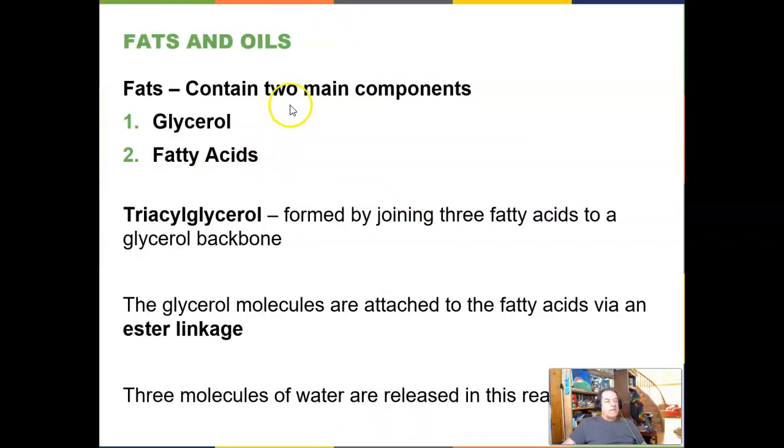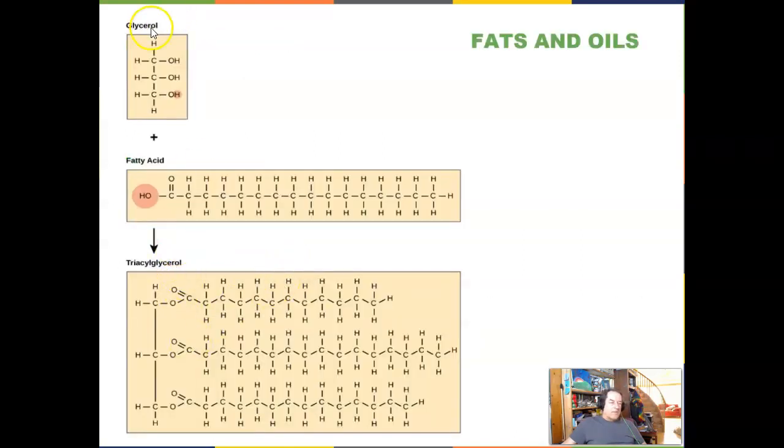Right. So fats and oils are triglycerides. They consist of two components: glycerol, a 3-carbon alcohol, and then 3 fatty acids attached to it. When you make that, you create a thing called a triglyceride, triglycerol. So here's a picture. Here's a glycerol molecule. It's an alcohol. It's got hydroxyl groups on it, but no double bonded oxygen.